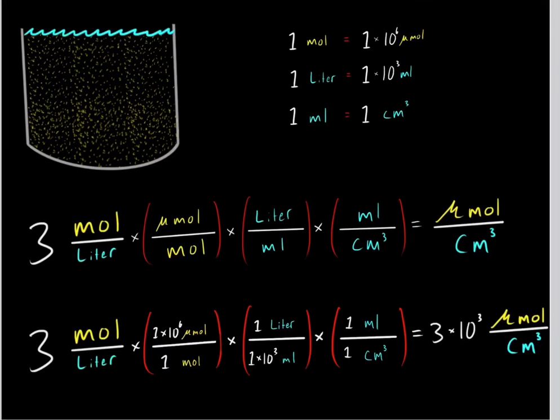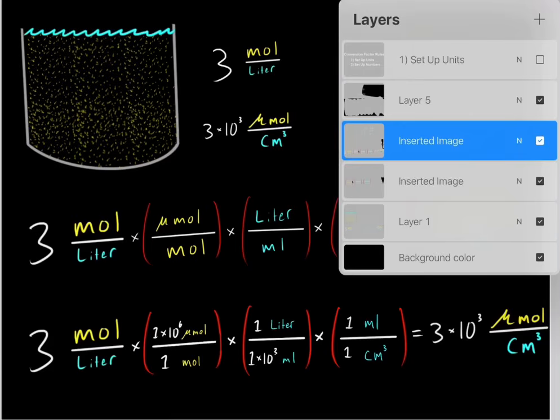Again, we already knew how to set up these units. So the moles cancel, the liters cancel, and the milliliters cancel, and we're left with the units we want, micromoles over centimeters cubed. And we know the numbers, so we would just solve them: 3 times 1 times 10 to the 6, divided by 1, times 1, divided by 1 times 10 to the 3, times 1, divided by 1, and that gives us numerically our answer. Our answer is 3 times 10 to the 3 micromoles per centimeter cubed.